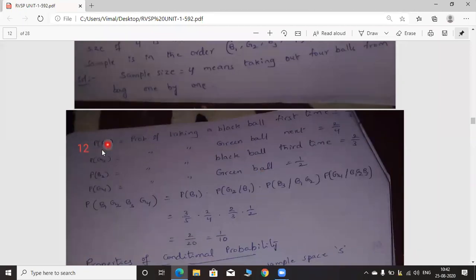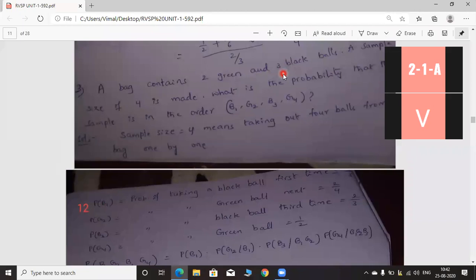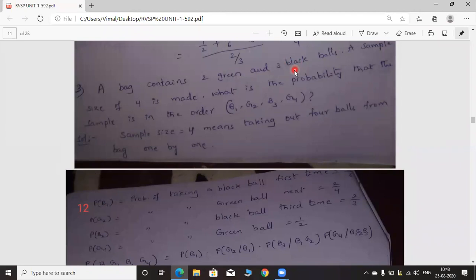The first ball should be a black ball. So what is the probability of B1? Probability of taking a black ball the first time. How many black balls do we have in the bag? 3 black balls we have. Totally we have 5 balls, 2 green plus 3 black, in the bag. But we are picking one black ball from the bag. So you have to write the probability as 3 by 5. 3 is not visible here, but you have to take it as 3.